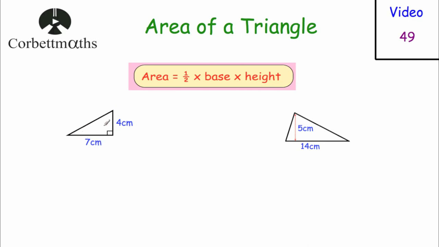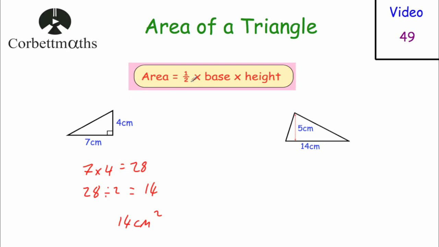So if we want to find the area of this, we can either halve the 7, which is 3.5, and then multiply that by 4, or we could multiply the base and the height together first, so 7 times 4 is equal to 28, and then do 28 divided by 2, and that's equal to 14. So the area for this triangle is 14 centimetres squared.